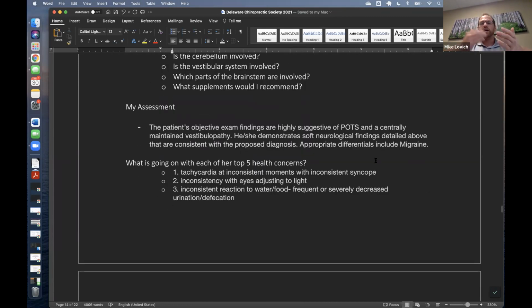So my assessment, I usually write a little bit of a longer assessment than this. I think I changed it after this patient to be a little more in depth, but this patient's objective examination findings are highly suggestive of POTS and essentially maintained vestibulopathy. She's demonstrated soft neurological findings detailed above that are consistent with the proposed diagnosis. Appropriate differentials include migraine, because I always got to keep something on the side there just in case that I'm like, okay, what if it's not POTS? What if nothing responds to it? And migraine would be my next concern. But I think that at this point, if I go after a vestibulopathy on here, then we should see her POTS symptoms improve.